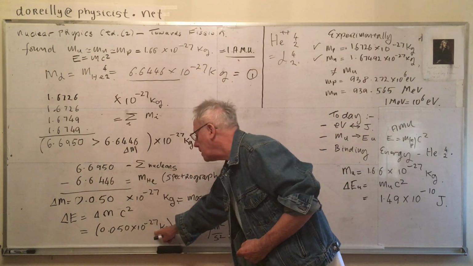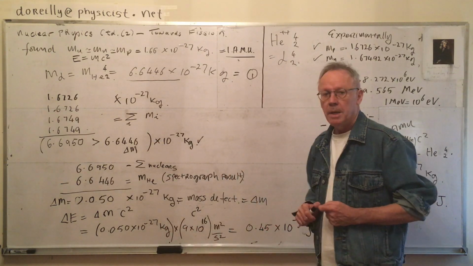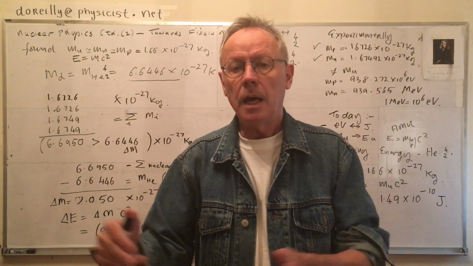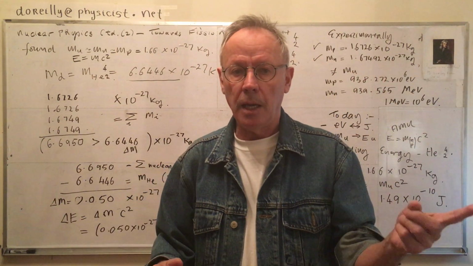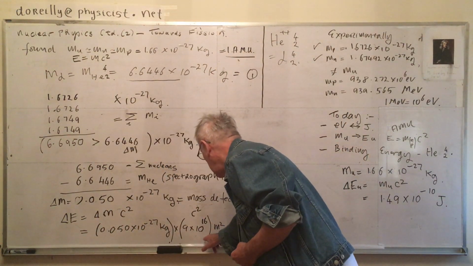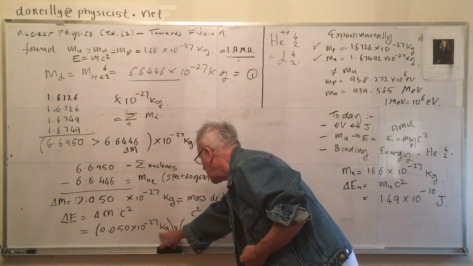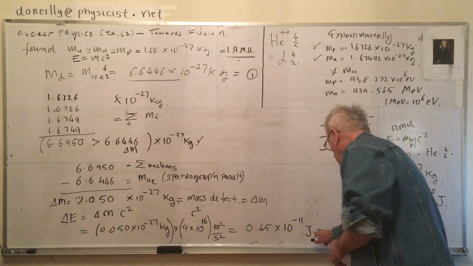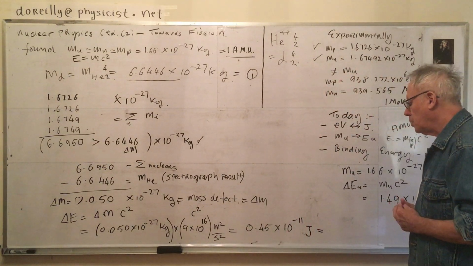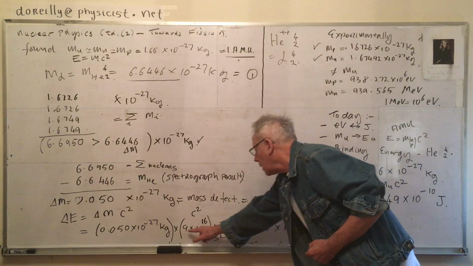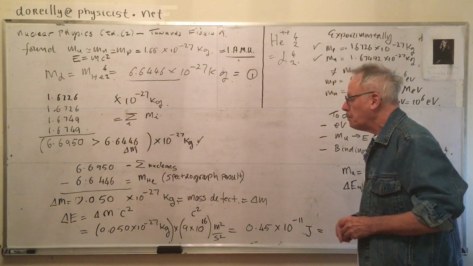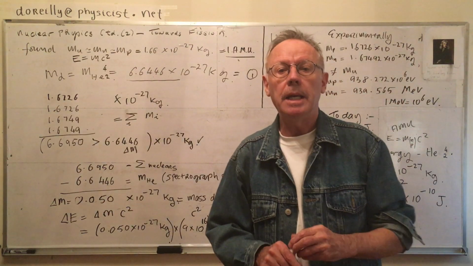So there's the mass defect, 0.050 by 10 to the power of minus 27 kilograms. Multiply that by c squared. c squared is 3 squared times 10 to the power of 8 squared, which is 9 by 10 to the power of 16 meter squared over second squared. Times kilograms is joules. Kilograms meter squared over second squared are the base units for the joules. And I have here 9 times 5 is 45, so 0.45 by 10 to the power of minus 11 joules. That's the binding energy of the helium nucleus.